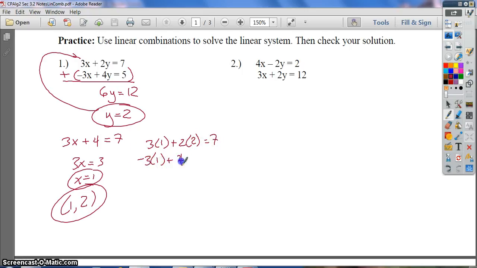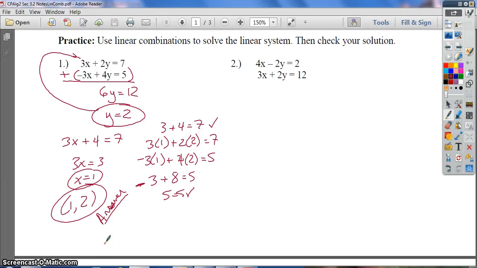Okay, so this is going to be 3 plus 4, that equals 7, sure does. This would be negative 3 plus 8 equals 5. So what's 8 minus 3? Because this is negative, 5 equals 5. So yeah, this is good to go. This is your answer. If I could spell, that would be even better.